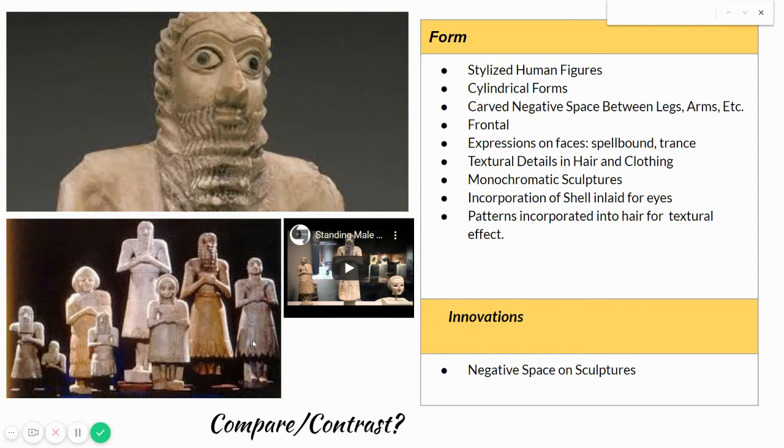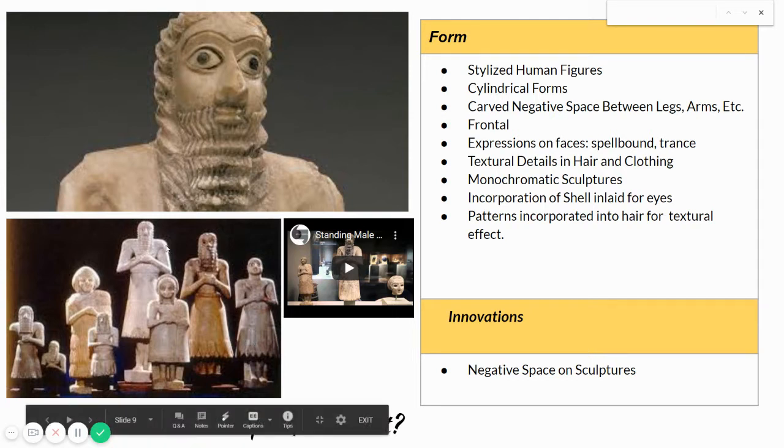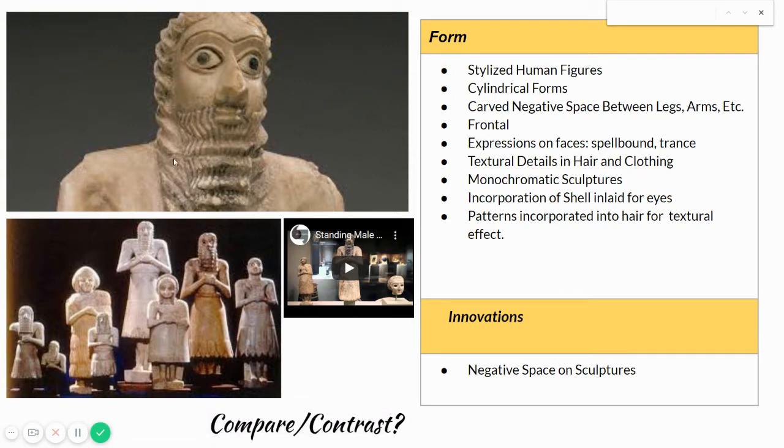You're going to have some advancements here in textural details for the hair and for the clothing, patterns of line. If you look at his beard and his hair, you have repetition of patterns of lines, both horizontal and vertical, even a chevron up here. This is really showing us the textures of the waves that the men would have in their hair.